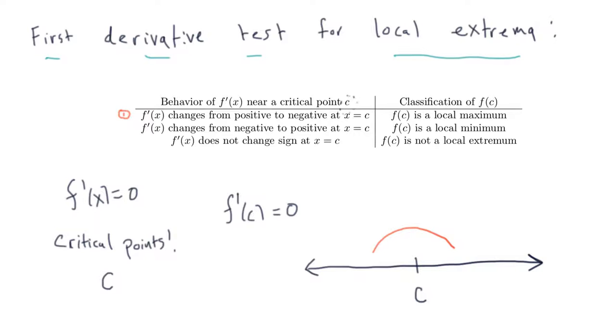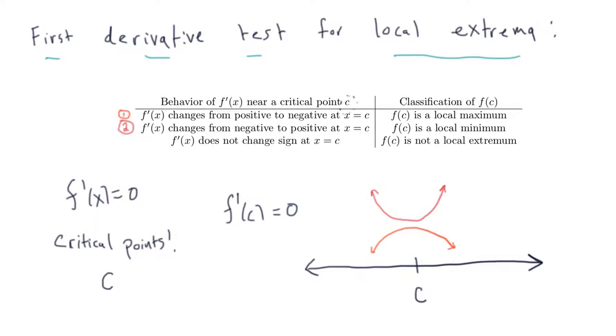The second case is if f prime changes from negative to positive at x equals c. Well, in that case, if you're decreasing and then at c, or after c, you begin increasing, then you're a local minimum. And that's pretty clear from this picture. You have a valley in case 2.